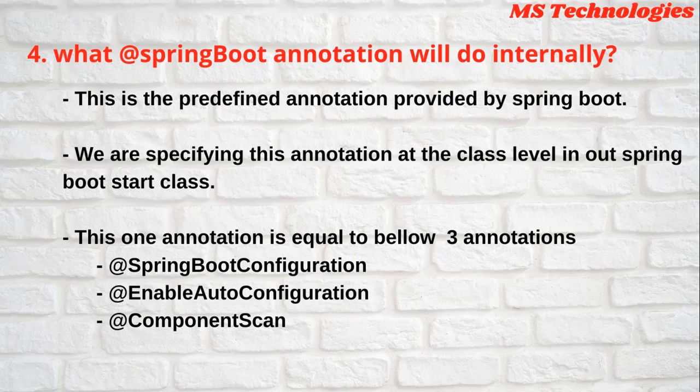So this is a predefined annotation. Spring Boot is providing this annotation, and we need to specify it inside the main class. Main class means wherever we have the main method, that is the main class. From that class only we need to run our application, right? Inside that main class we need to specify this annotation, at the class level.